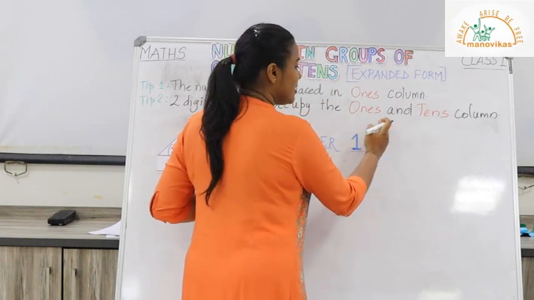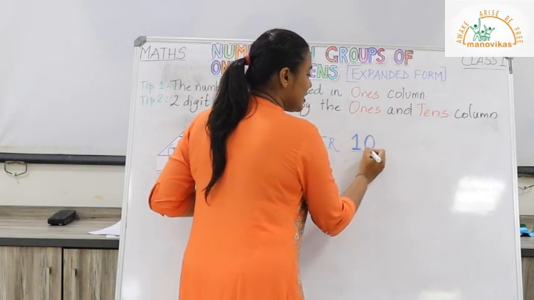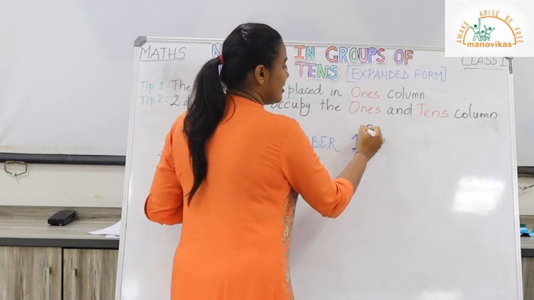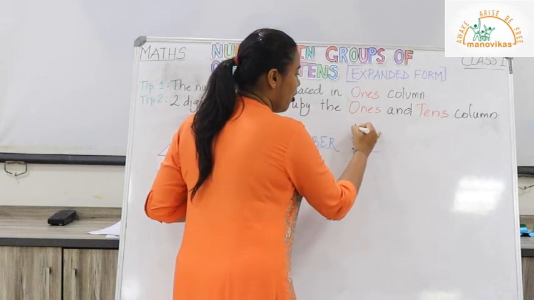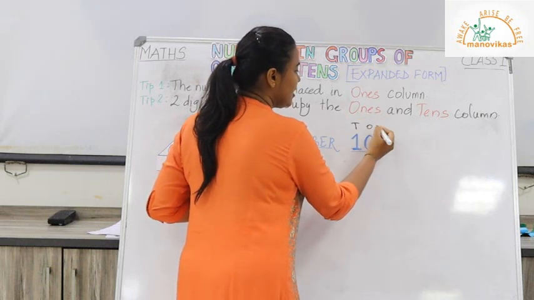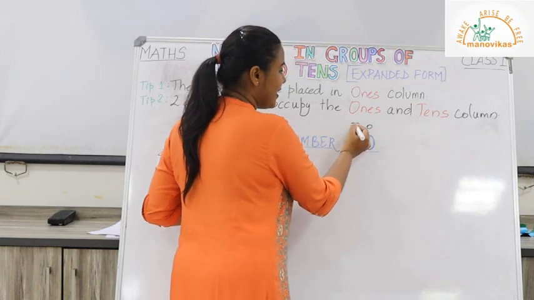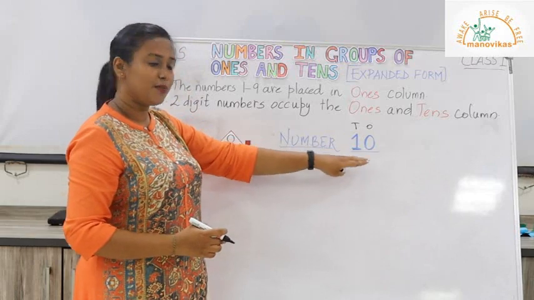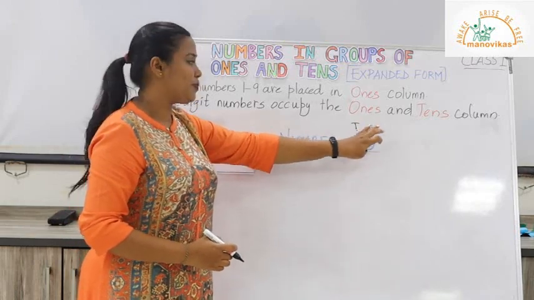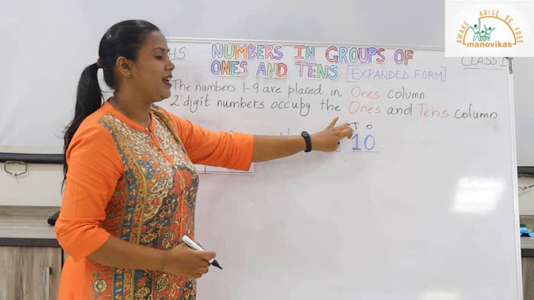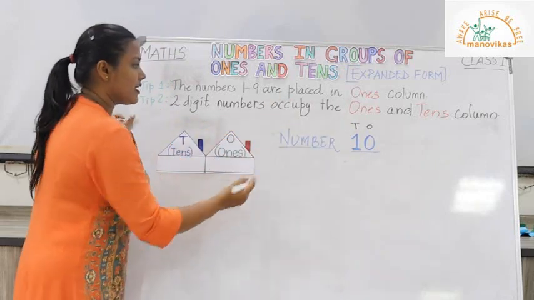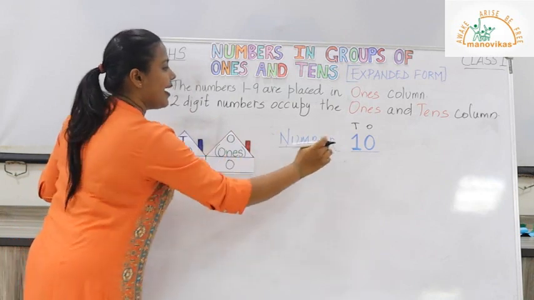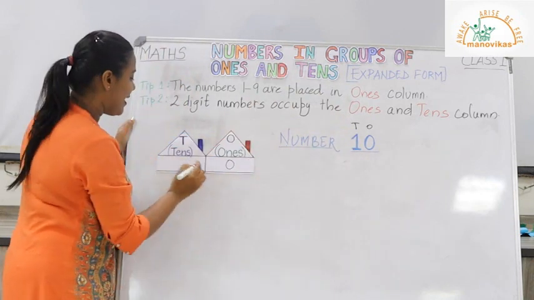So first we will write the number which is on the right. This number 0 will get the place value of ones, and the next number will get the place value of tens. So we write O for ones and T for tens. So here we can see that the 0 is placed in the ones column and 1 is placed in the tens column. So let us write here 0 is placed in the ones column and 1 is placed in the tens column.